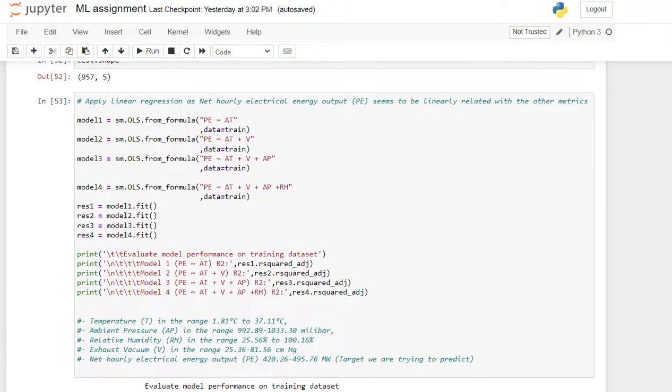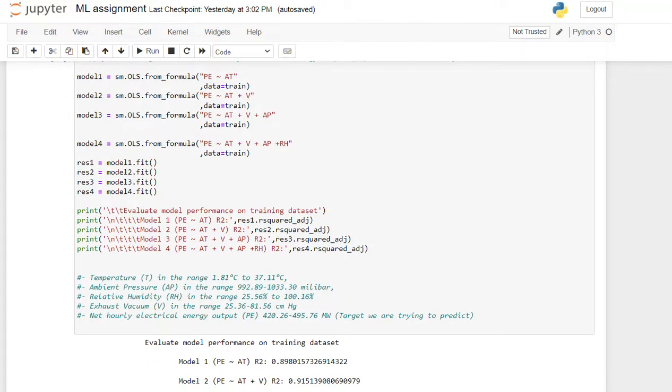So here I'm creating four different models. The first model starts off with just trying to predict power output with temperature, and then we add exhaust vacuum to the second model, and then we add ambient pressure to the third model, and then all four to predict the power output in the fourth model.